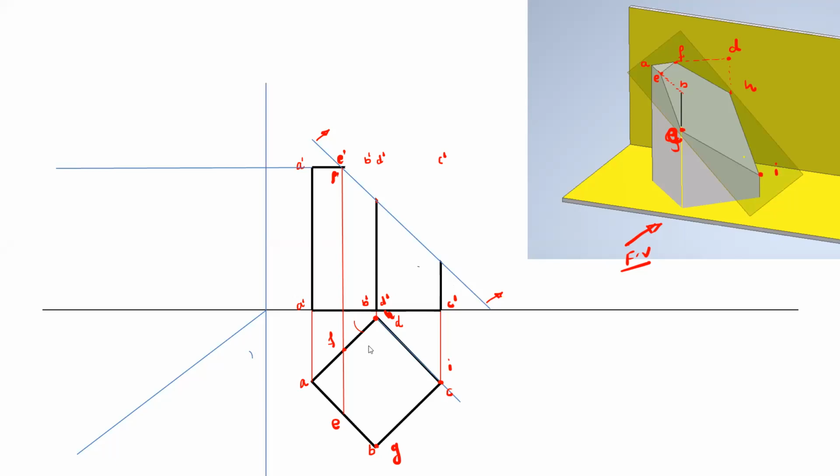Now to draw this side view, you can take the projection from the front view and top view. So you have to draw this 45-degree line.